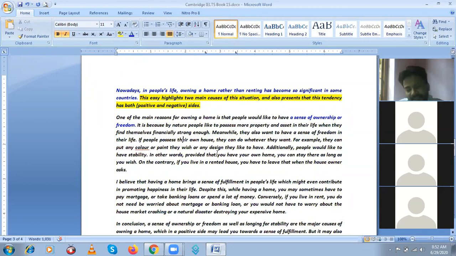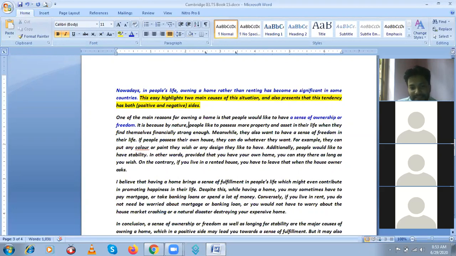It is because by nature, here must be the comma, okay? It is because by nature, people like to purchase more property and asset in their life when they find themselves financially strong enough. Have a look. For example, if you do not have money, you don't dream to have a house. Rather, you like to live in a rent, right?